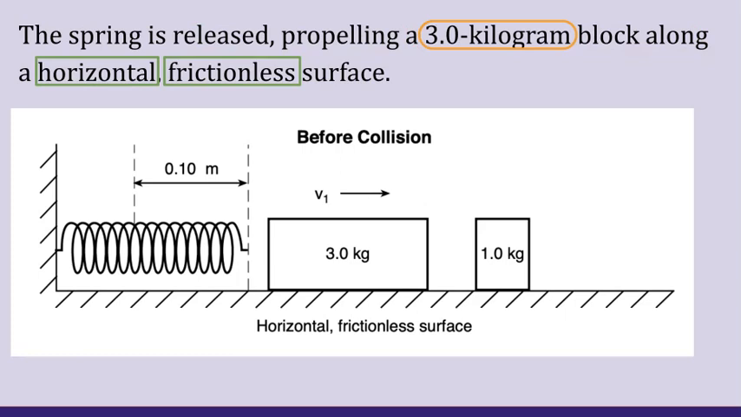The spring is released, propelling a 3 kilogram block along a horizontal frictionless surface. So the spring is released, and now this block starts to move. I put a box around horizontal because it tells me that there's no change in height, and it can rule out gravitational potential energy. I boxed frictionless because I know that no energy is being lost from the spring being compressed to the block starting to move.